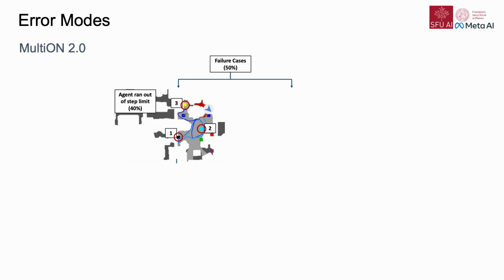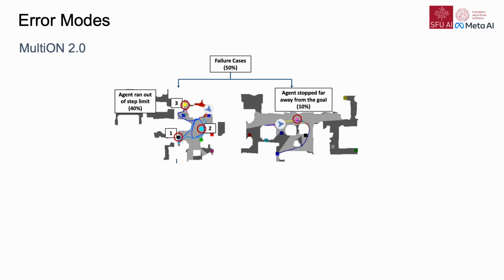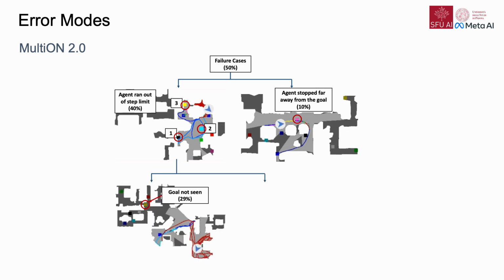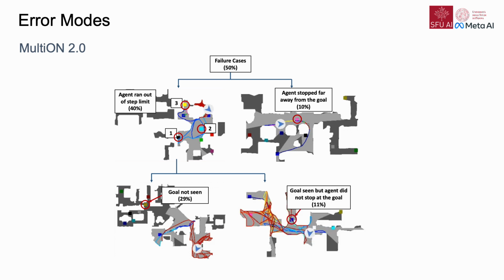We perform an error analysis, and it shows that most of the episodes fail due to the agent running out of steps. The rest of the episodes fail for stopping far away from the goal. For the first case, the agent either has not yet seen the goal or has seen the goal but fails to stop close to it.